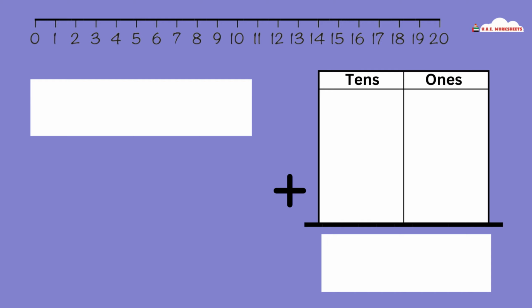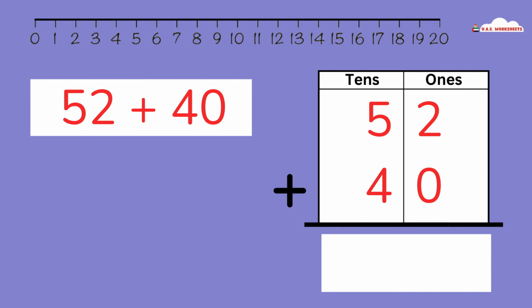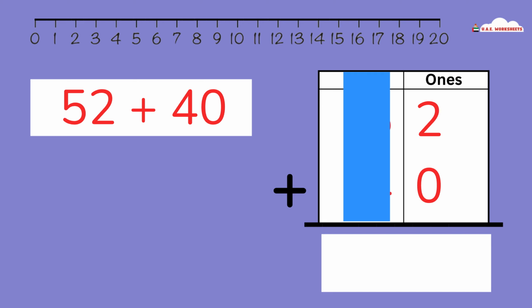For our next question, we have 52 plus 40. Look at the ones column. Remember to cover up the other side and only focus on the ones column. In the ones column, we have 2 plus 0. 2 plus 0 equals 2. It stays 2 because 0 does not add anything to it. Our answer, 2, goes on the bottom, on the ones side.